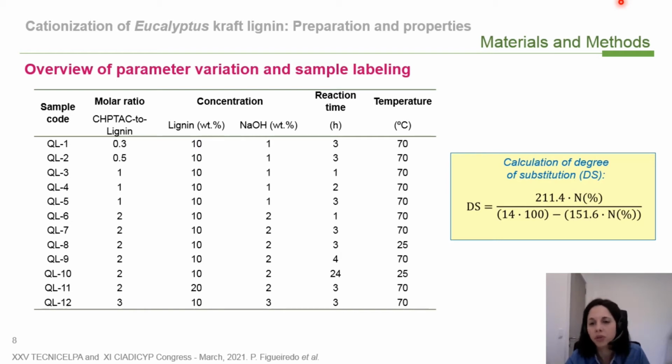So the degree of substitution was calculated using the formula shown here, where N is the nitrogen content, 211.4 is the molecular weight of the starting material, 14 is the atomic weight of the nitrogen, and 151.6 is the molecular weight of the EP-TAC.